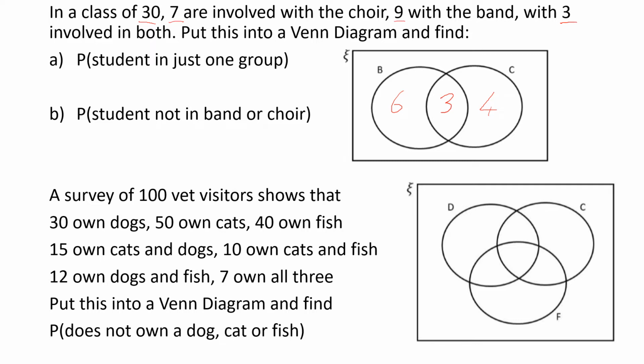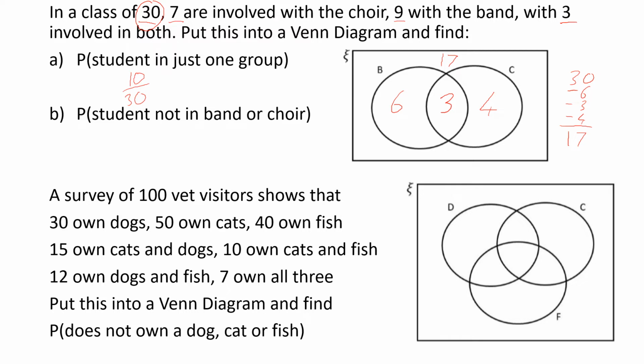Lastly, there's a class of 30, so we need to take away all of these numbers that we can see, which is going to give us 17, to get the number on the outside of the Venn diagram. And the outside of the Venn diagram is still part of the diagram. It's not like optional. So we're then told to find some probabilities. We want to find the probability a student is in just one group. Now there are 6 people in just the band, 4 people in just the choir, so that's a total of 10 people. There are 30 students in total, so our probability is just 10 out of 30.